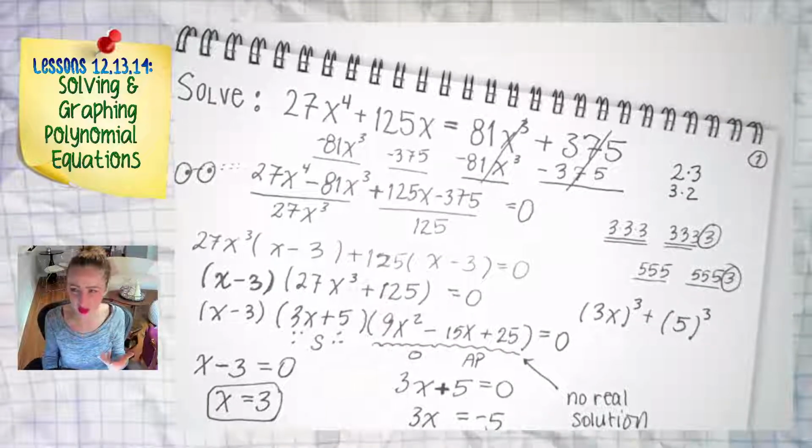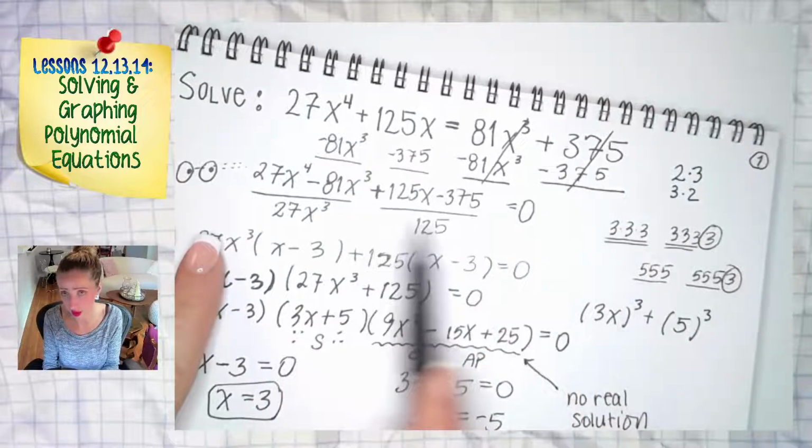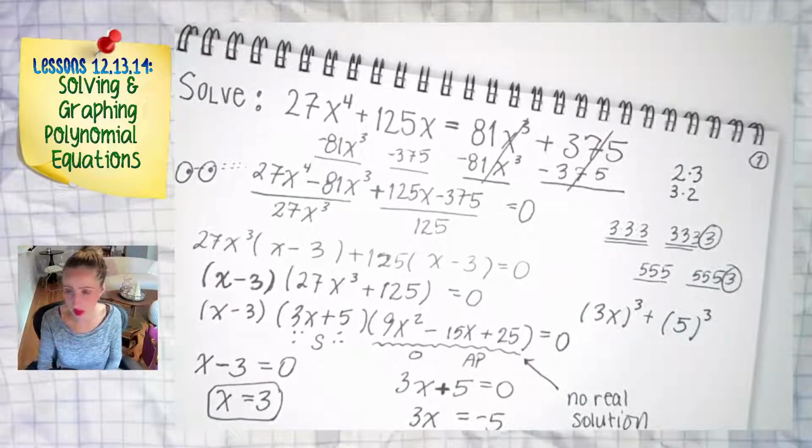But say you get stuck and you're like, wait, what? I don't see a GCF at all. Just try to put them in order if that happens. But the way you did it, nothing's wrong with that.